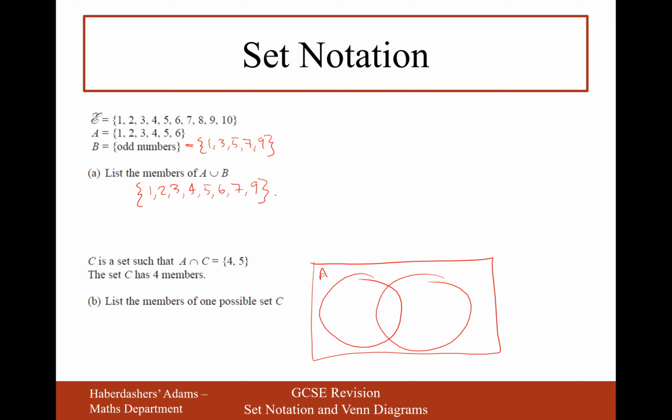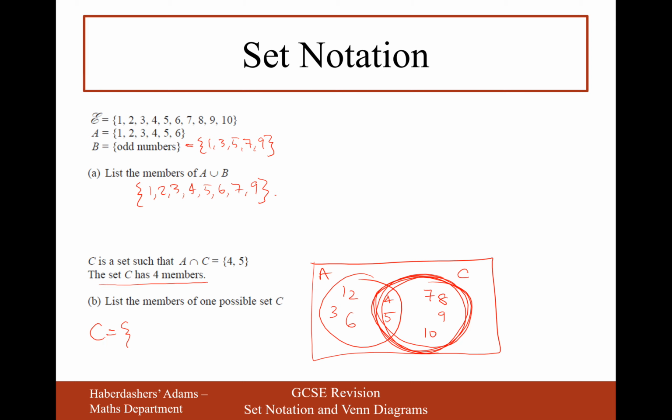The intersection of A and C is 4 and 5. We know that A has the numbers 1, 2, 3, 4, 5, and 6 in it. So now we're looking for numbers that could potentially be in set C. Well, it's either going to be 7, 8, 9, or 10. But given that set C only has 4 members, it's just going to be 2 members out of these possible 4. So list the members of one possible set for C.